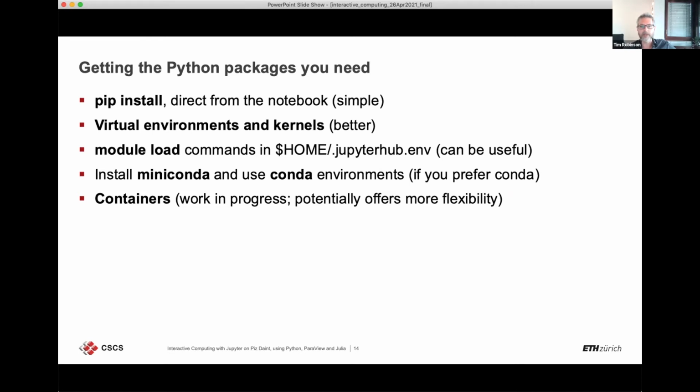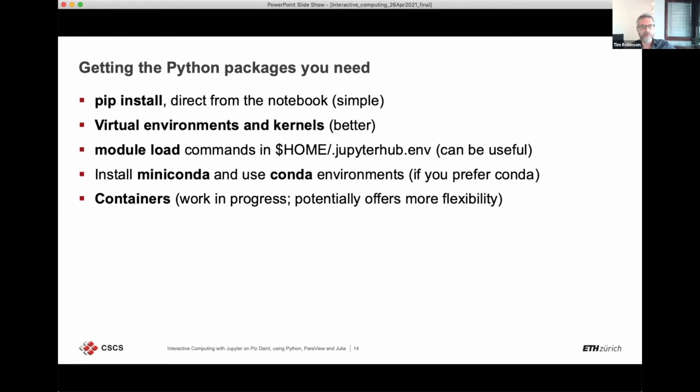Another way to get some stuff into your notebook is to do module load commands that you can place in a special file called .jupyterhub.env. And that should sit in your home directory. So basically when Jupyter spawns your notebook, it sources this file, .jupyterhub.env, and anything that you have in there will then be sourced into your environment. So for example, if you want to have TensorFlow available in your notebook, you would have module load TensorFlow in that .jupyterhub.env file, and then as if by magic, you'll be able to use TensorFlow in your notebook.